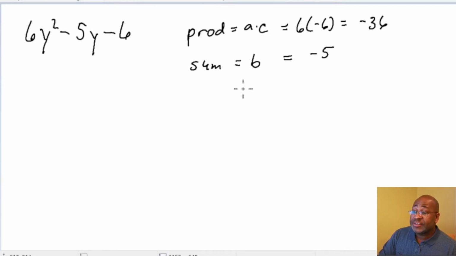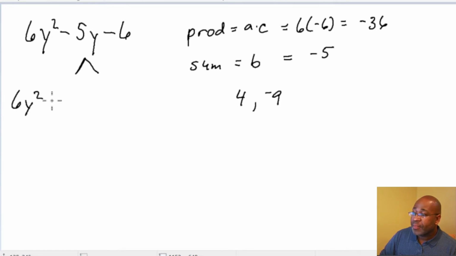So now what two numbers would have a product of negative 36 and a sum of negative 5? In this case, the two numbers would be positive 4 and negative 9. 4 times negative 9 gives us negative 36. 4 plus negative 9 gives us negative 5. And so those are going to be the two numbers. And so we take the two numbers, break up the middle term using those two numbers. So here we'll have 6y squared plus 4y minus 9y.